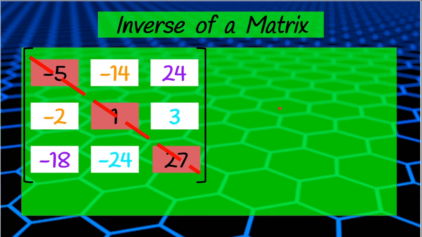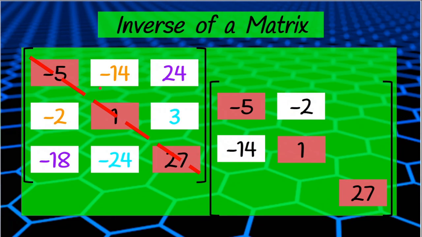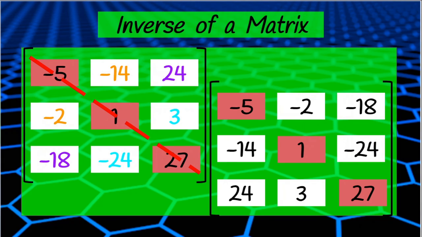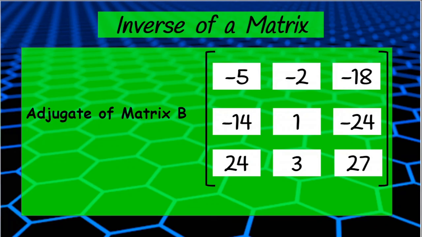So I'm going to highlight them so that you see them more clearly. The numbers with similar colors are on opposite sides. So for instance, minus 2 and minus 14, we switch them like this. So we have minus 2 replacing minus 14 and minus 14 replacing minus 2. Minus 18 and 24, we also switch their positions like this. 3 and minus 24, we switch them like this. Therefore, the long-awaited adjugate of matrix B is given as this.